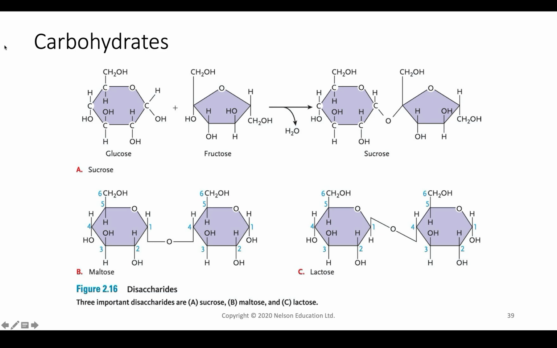Okay, again, here are different carbohydrates. These are individual monomers. Here's glucose and fructose. When they're put together, they make a dimer. And the specific version of this monomer is called a monosaccharide. Two of them together make a dimer called a disaccharide.